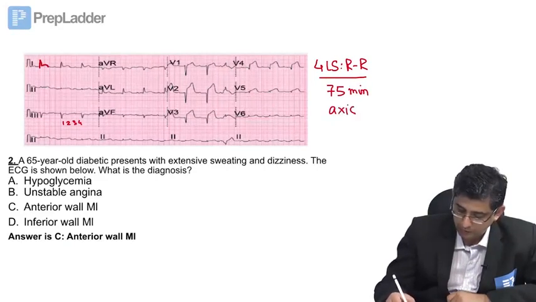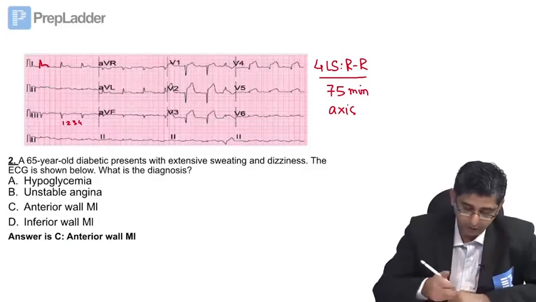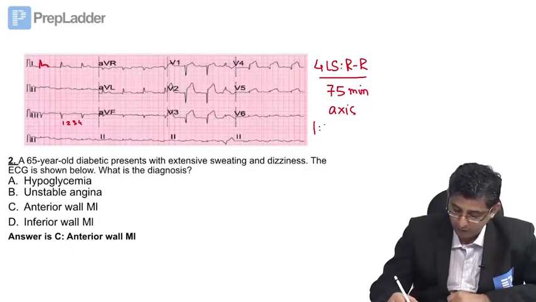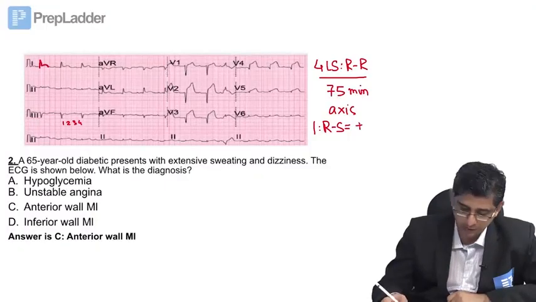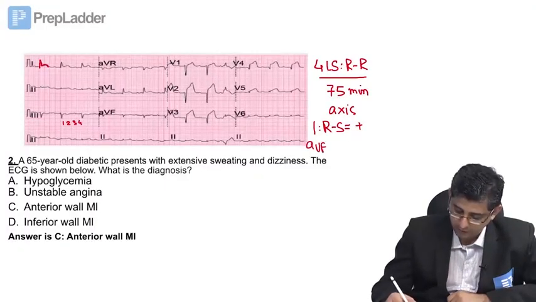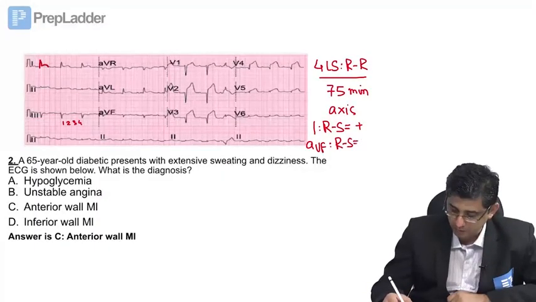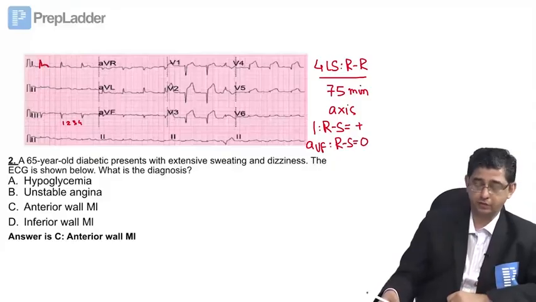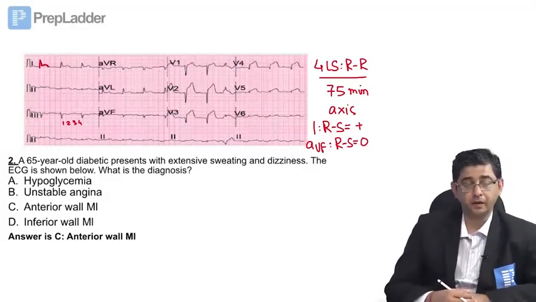If I have to calculate the axis of the patient, you will have to look at the vector for lead 1, where you will subtract the number of small squares of S from R, and this would be positive for lead 1. If you look at AVF, then for AVF I can say that R and S are almost of equal amplitude, so this would be something close to 0. So lead 1 is positive, this would again be normal axis.